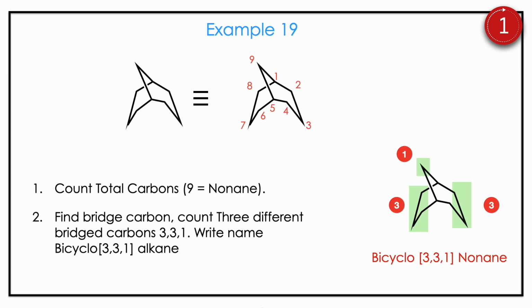Here you have a bridged compound with either side 3 carbon atoms. If you count the total carbon atoms, you have 9. So it's a nonane system. And if you look at the numbering, 3 carbon on one side, 3 carbon on another side, 1 on the bridge. So if you arrange in descending order 3, 3, 1, the parent will be nonane. So the name will be bicyclo 3,3,1 nonane.